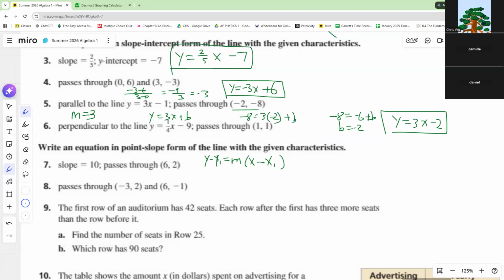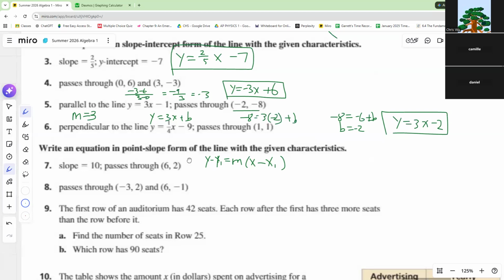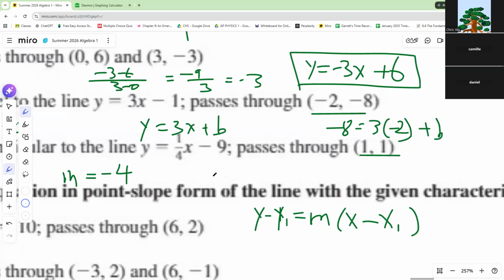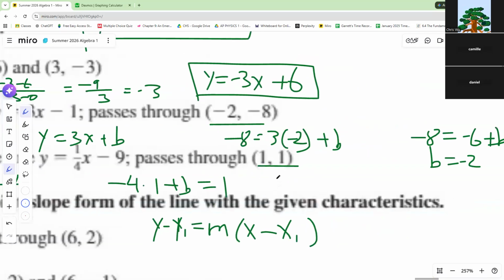All right, let's do number 6 and then number 7. Perpendicular to the line, this is 1/4, so that means my m needs to be -4, right? Negative reciprocal of that, and I need to pass through this point. So -4 times 1 plus b is equal to 1. So therefore, b has to be 5. So we should have y equals -4x plus 5 for that to work.